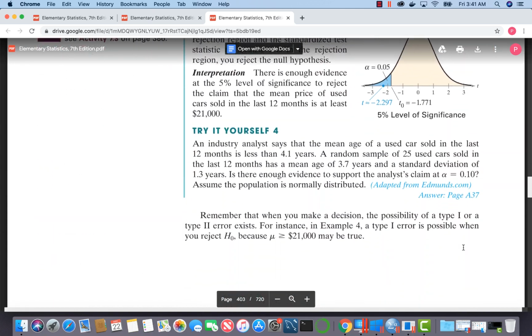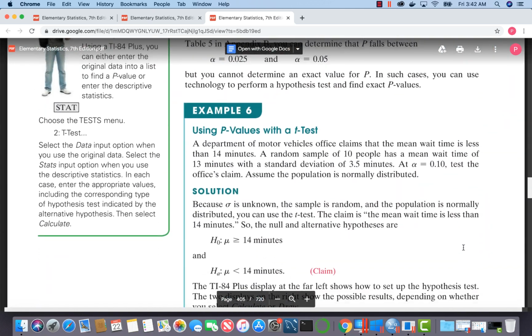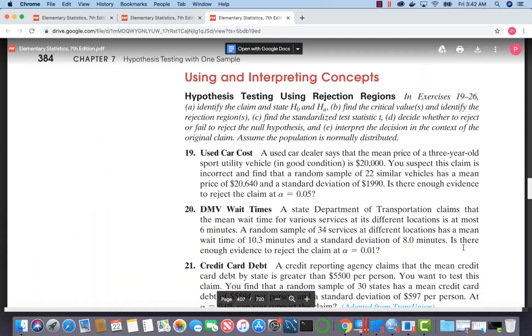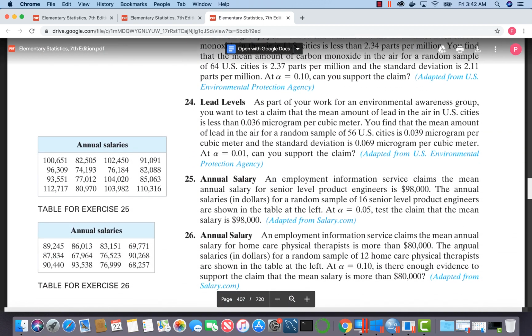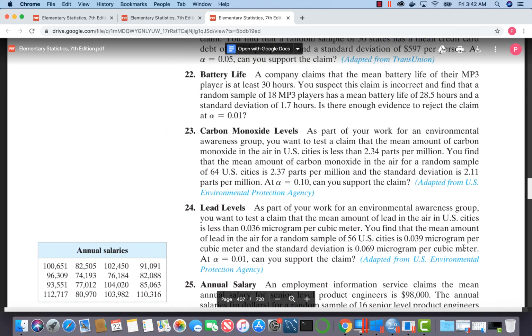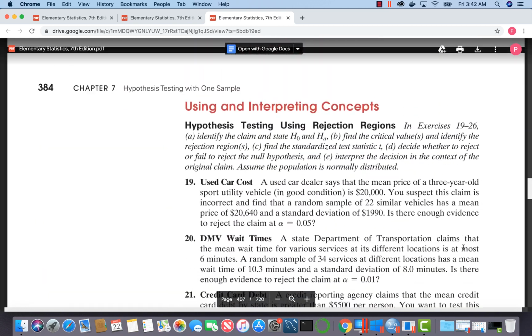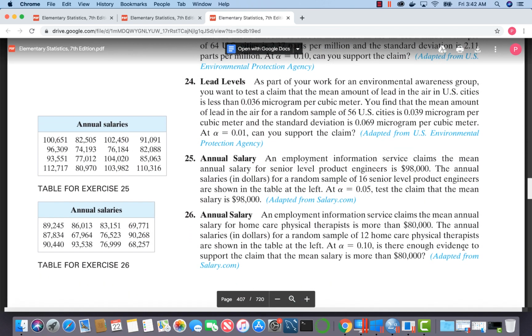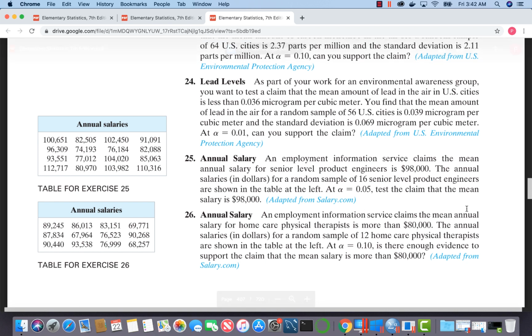So let's look at an example with a one-sample t-test, one that leads nicely to using SPSS. Alright, let's take, for example, one of these problems here. Let's see, we need one with a good data set. Let's take the annual salaries problem. This one here for number 25.